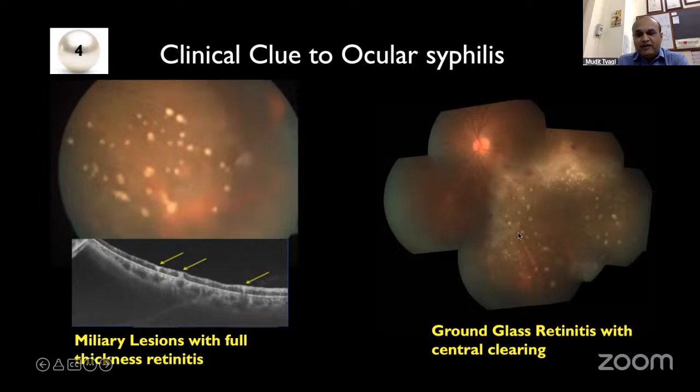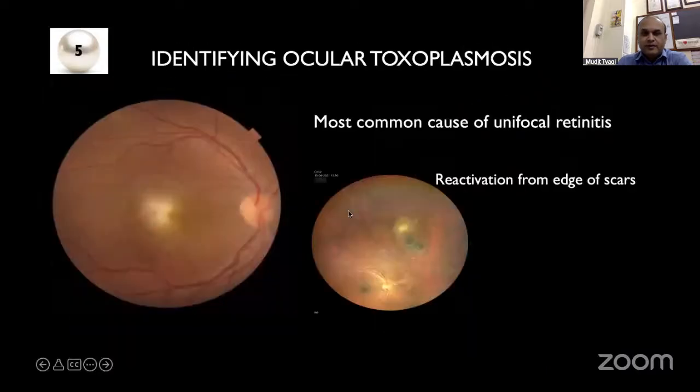And a ground glass retinitis with a central clearing. So you see a diffuse, shady, gray, glassy sort of a retinitis with a central area which is clear. Again, a clue to ocular syphilis. So remember, number one, a placoid chorioretinitis with intense infiltration at the margins, multiple miliary lesions, and a ground glass retinitis with central clearing. All of these three are very characteristic patterns of ocular syphilis.